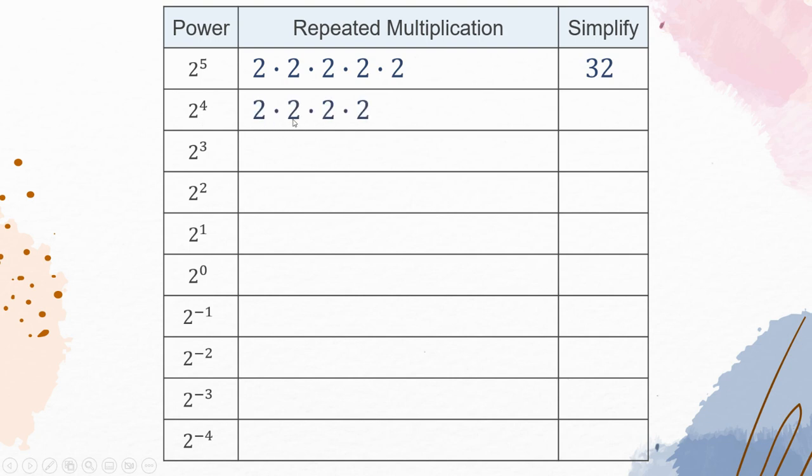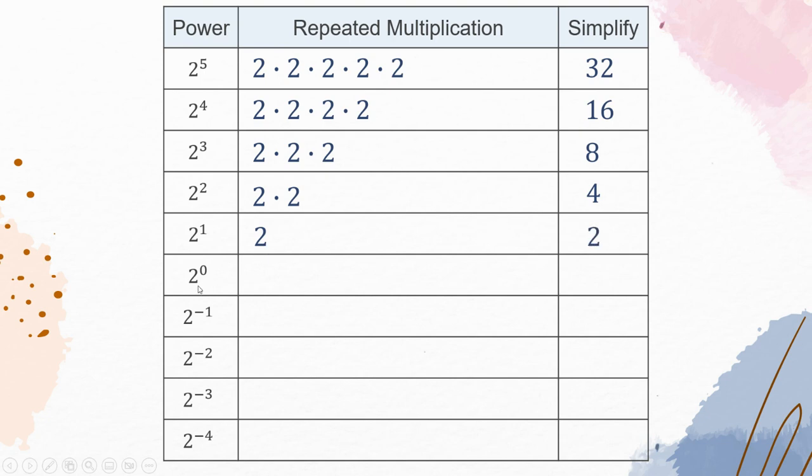So 2 times 2 is 4, and then times 2 is 8, times 2 again is 16. 2 to the third power, or 2 cubed, is 2 times 2 times 2. 2 times 2 is 4, times 2 is 8. Evaluating 2 to the second power, or 2 squared, is 2 times 2, which we all know is 4. All right, and then 2 to the first power, one factor of 2, is just 2.